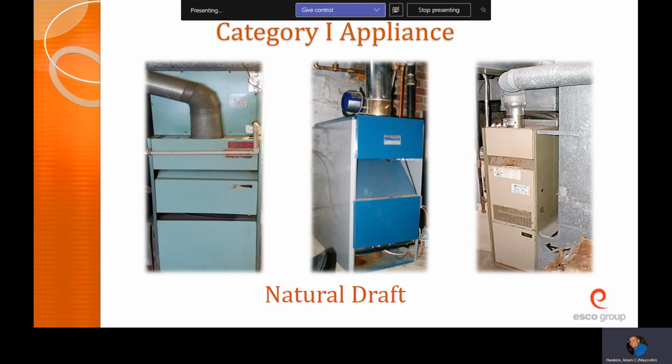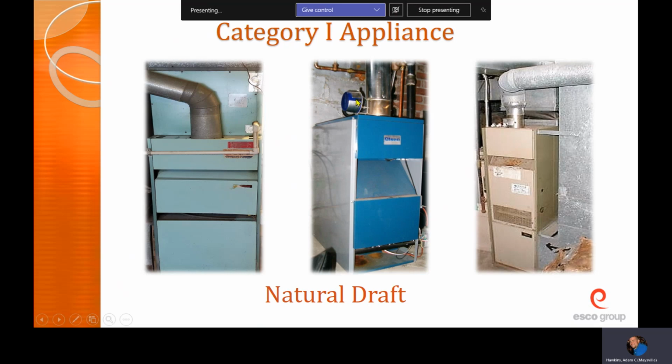So here's some examples of category 1. And there are a lot of these still out there. I've run into a lot of older furnaces that look just like these, boilers as well, that are in people's homes today, and they're still running. I can think of several offhand that look like the one on the left and the one in the middle there. So the way they're running is they don't have a fan. They actually are using that natural draft into this compartment here that's called a vent hood, and it's just capturing that light, buoyant, hot air and letting it go out the pipe.